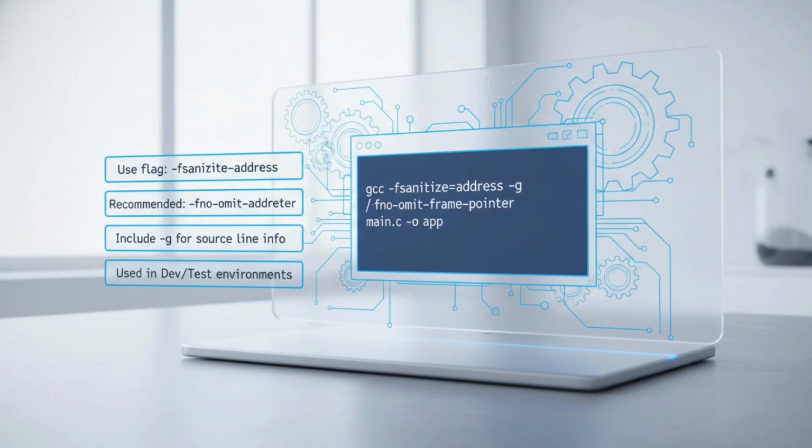For the best debugging experience, you should also include -fno-omit-frame-pointer, which ensures that the stack traces in the error reports are accurate and readable. Adding -g for debug symbols allows ASAN to show you the exact file names and line numbers. Note that while ASAN is fast, it does increase memory usage and execution time, so it is typically used during development and testing rather than in final production binaries.